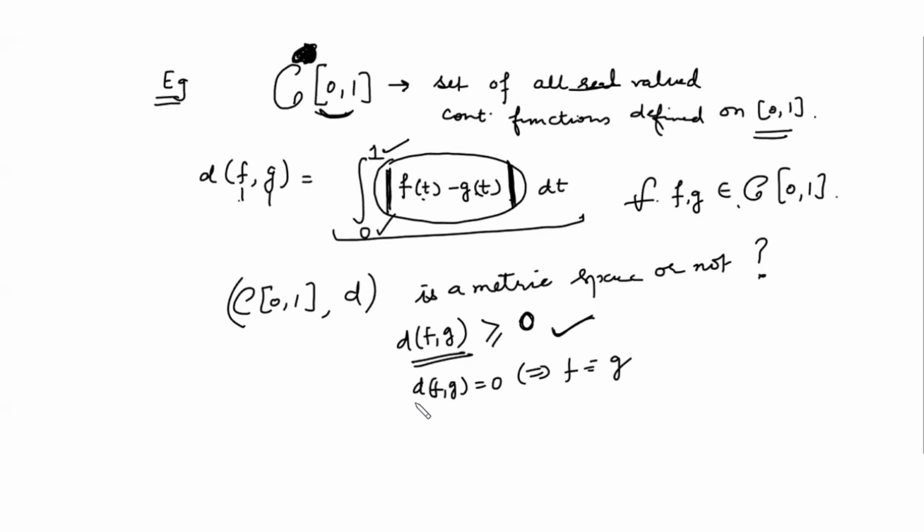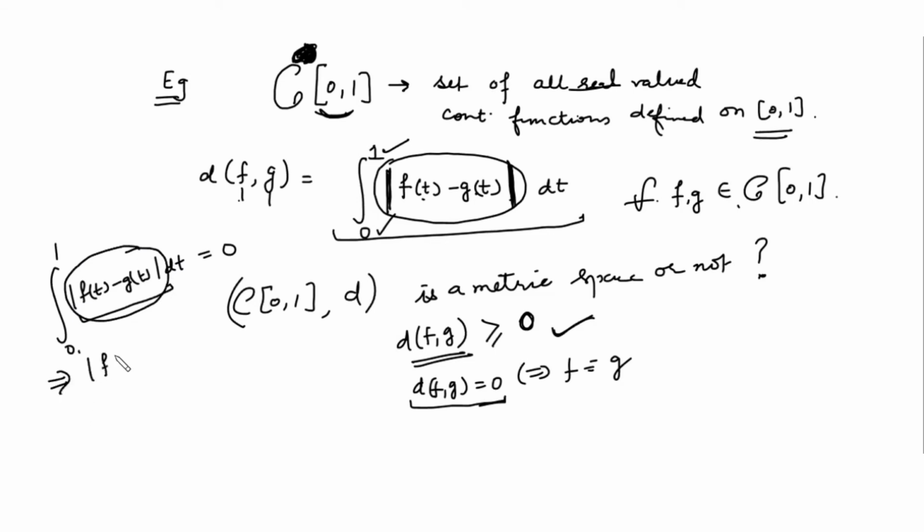Now just see, first you consider this side. If d(f, g) is 0, it means this integral is 0. Now integration of some function will be 0 on a positive interval only when the function is 0. This implies that mod of f(t) minus g(t) is 0 for all t in the interval [0, 1], because this integration is 0.